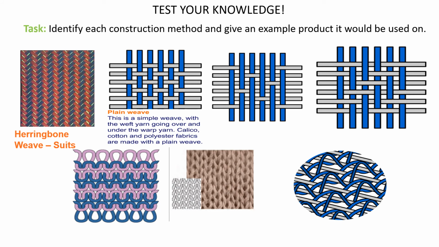Number 2 is a plain weave. This is the simplest type of weave, where it goes over one and under one. This is suitable for cotton and polyester fabrics and can be used on shirts.